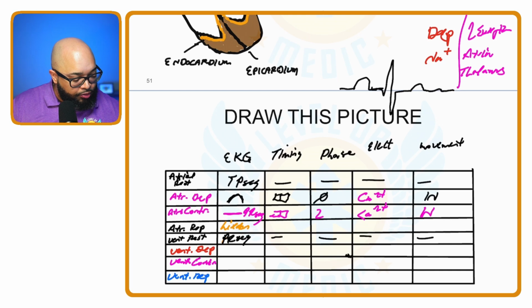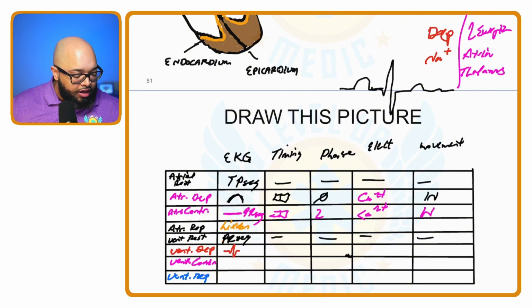Now, ventricular depolarization. That's going to be our QRS. Wait, let's draw that. That Q looked a little too long. Whoops, let's try that again. All right, so let's draw that a little better. So it's like that, okay? So it's the QRS. Of course, the Q is the septum, R is anterior, S is posterior.